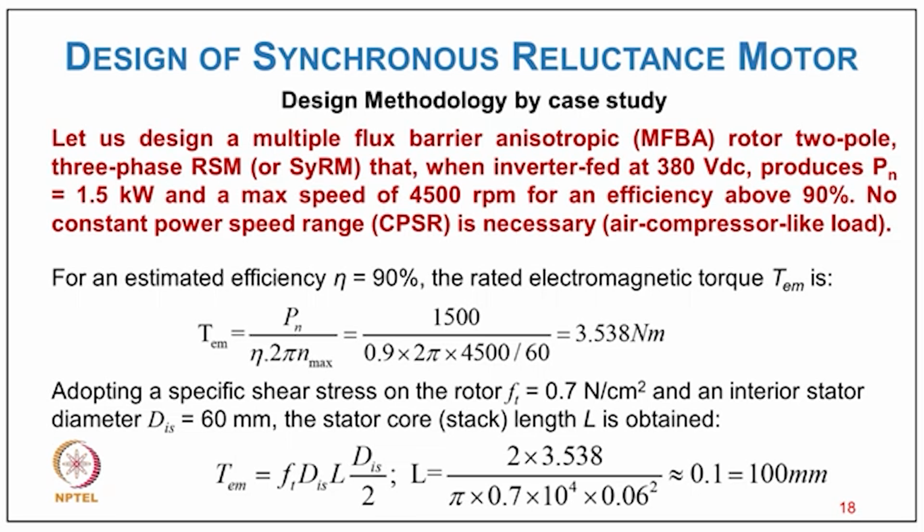So for an estimated efficiency eta equal to 90%, the rated electromagnetic torque is TN equal to Pn upon (2 pi n times eta max), and putting in the values, it comes to 3.538 Newton meter. Adopting a specific shear stress on the rotor Ft equal to 0.7 Newton meter per centimeter square and an interior stator diameter DIS equal to 60 millimeter, the stator core length L is obtained from Tn equals Ft pi DIS square L by 2. L comes, putting in the values, to 0.1, that is 100 millimeter.